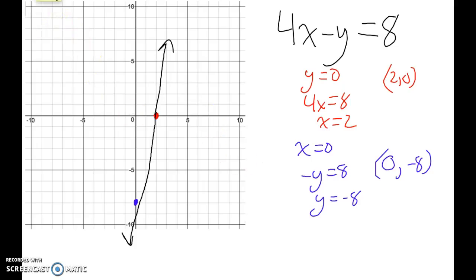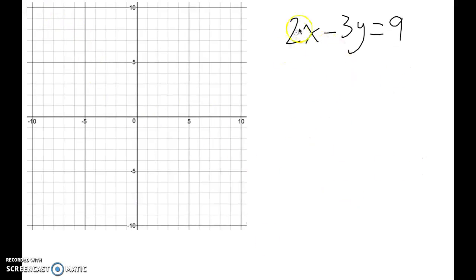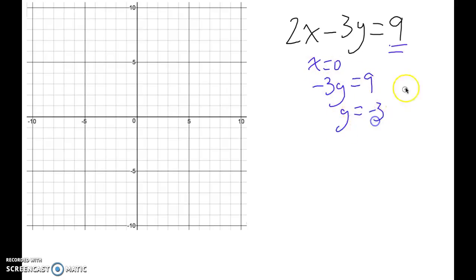We'll look at one more example. In the previous two examples, the coefficients for x and y both divided evenly into this value over here. But in this example, it doesn't work that way. If x is equal to 0, then we would have negative 3y equals 9, and y equals negative 3. This point is okay. It is going to be a nice integer.